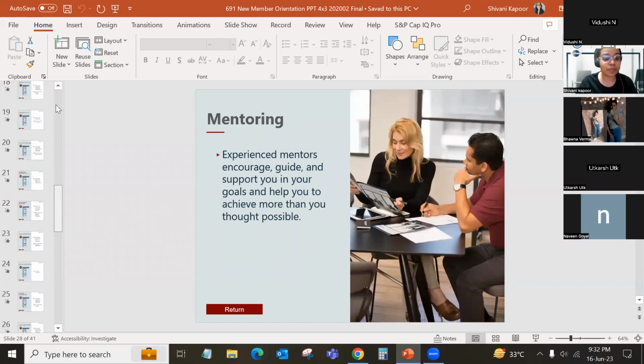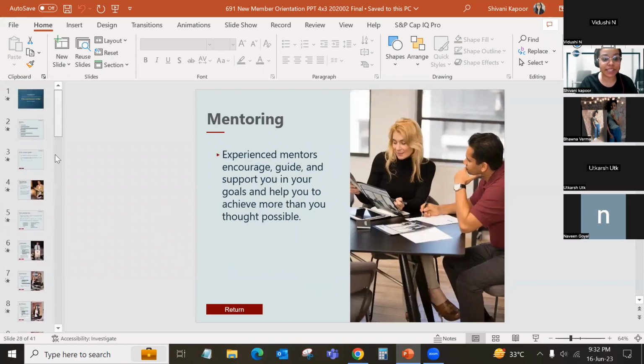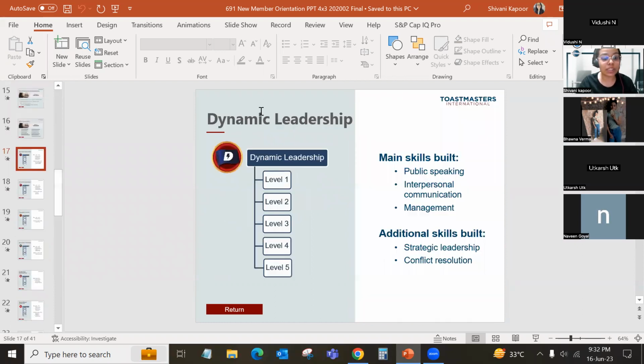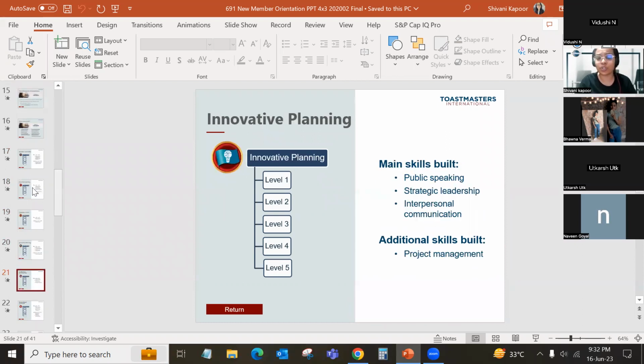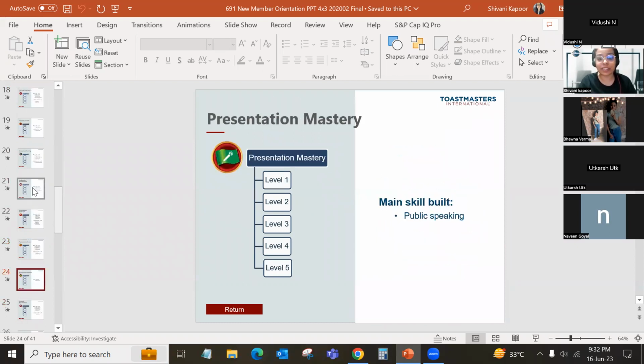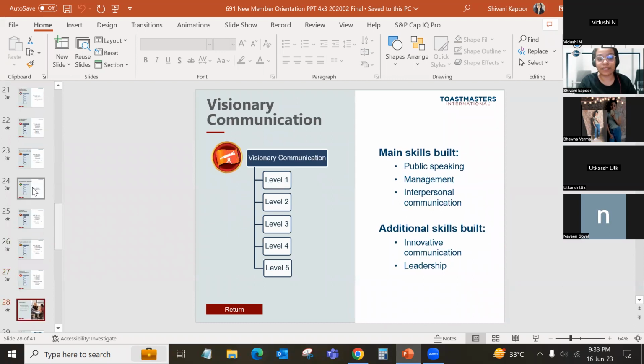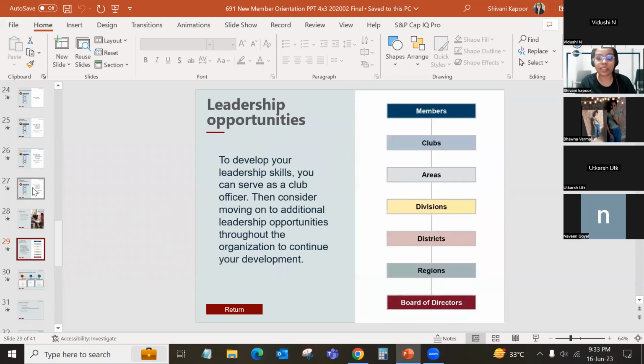So I'm starting from slide number 28. I will share this deck with you because all the above slides we have already covered. We have done this, right? You can also have a look later on the Toastmasters International website about the 11 different paths that are there. I'm starting this PPT from slide number 29, leadership opportunities.